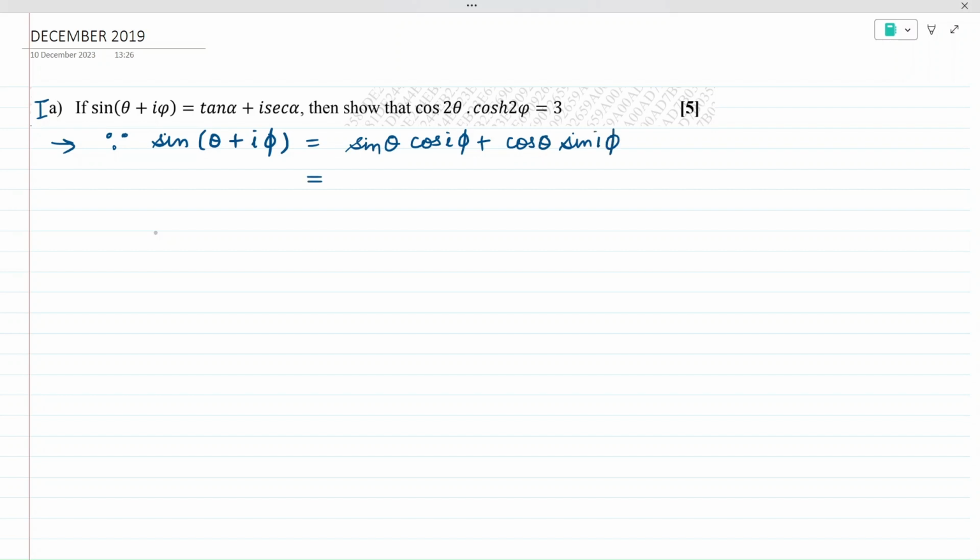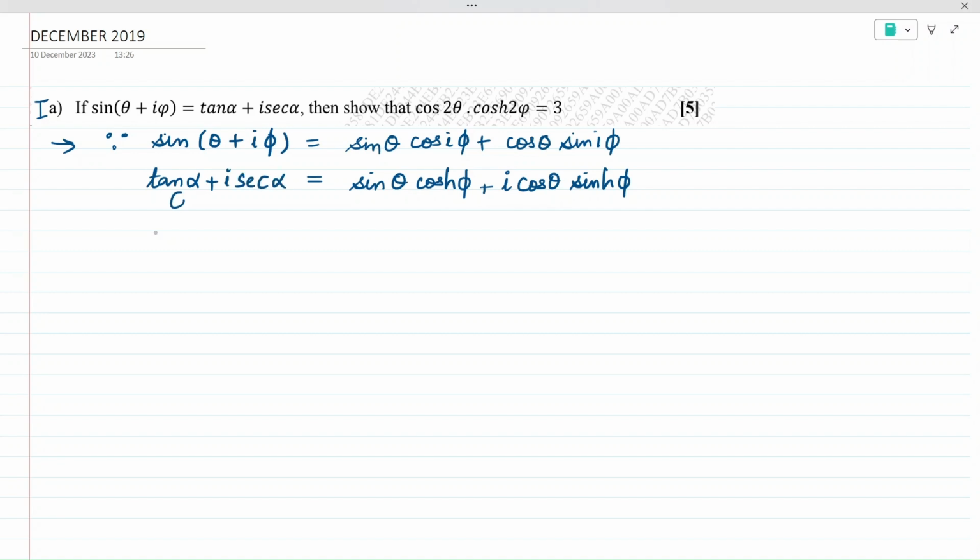The formula for imaginary angles. So what will happen to cos is the I vanishes and circular will get converted to hyperbolic. So cos I phi will become cos hyperbolic phi. Sin में I बाहर आ जाता है, cos as it is, and ये sin circular से hyperbolic हो जाएगा. So I will come out. Okay. So now you can see it is divided into imaginary and real parts, और हमारे पास left hand side की value tan alpha plus I sec alpha दी हुई है question में.